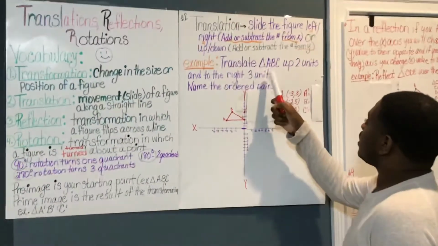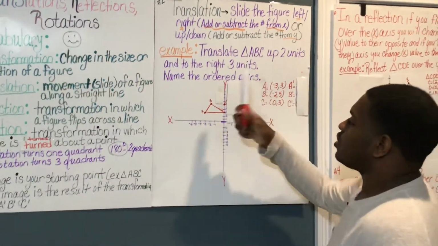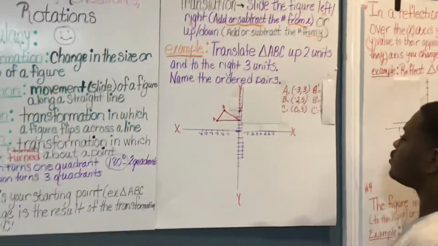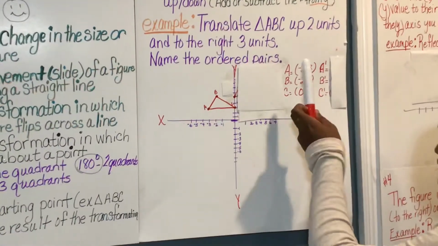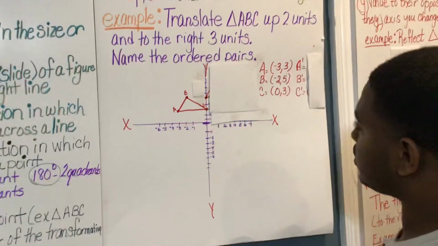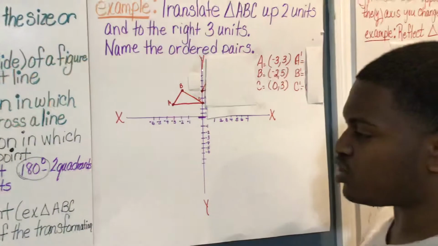As previously stated, we're going to translate up 2 units on the y-axis and to the right on the x-axis 3 units. So let's start with an easy one. Let's start with angle A. -3 and +3.